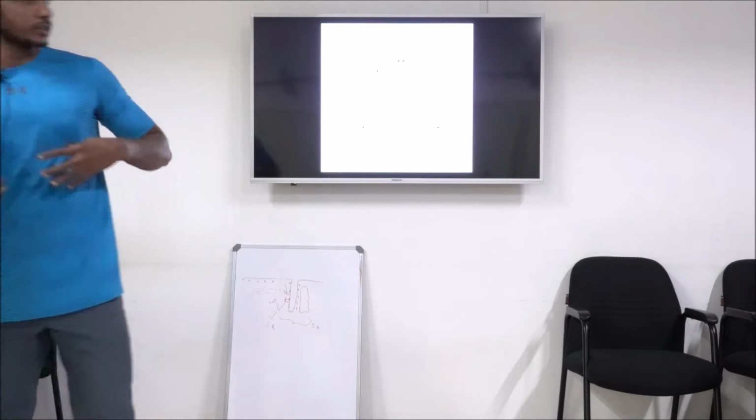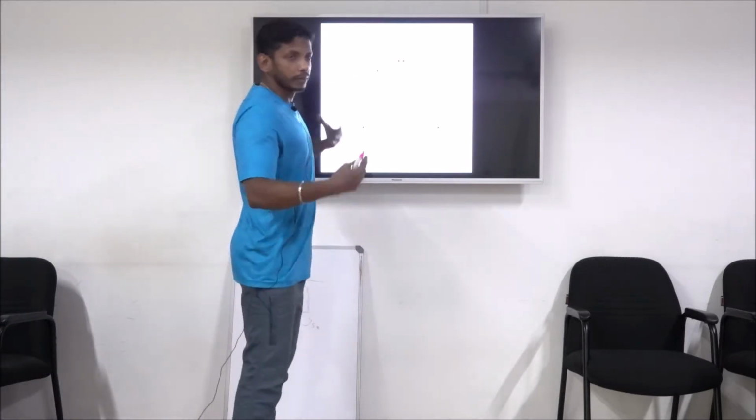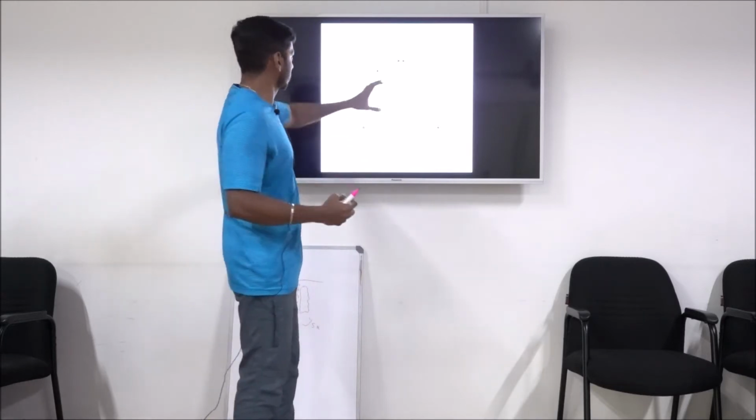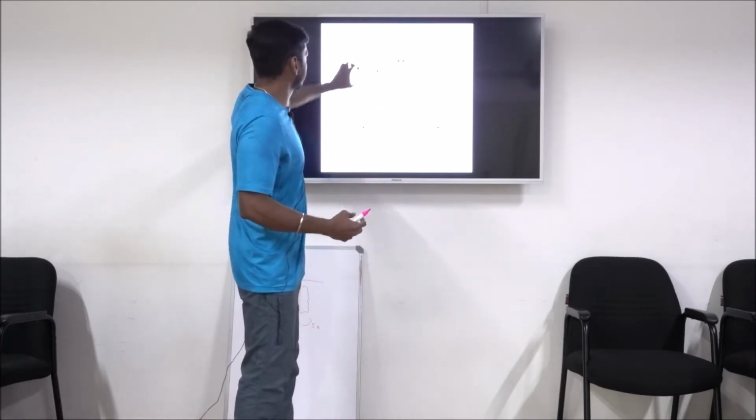Clear with this? So why does this happen? Why is there maximum force production at the optimal length? Because, number one, during the ascending limb, it is very much shortened.